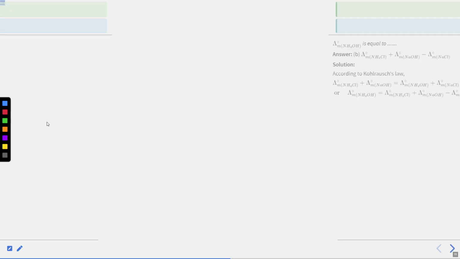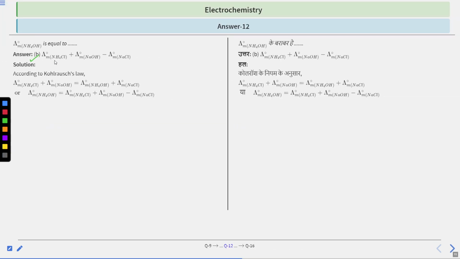Okay, let's see the answer. So the correct answer is option B, that is lambda naught M for NH4Cl plus lambda naught M for NaOH minus lambda naught M for NaCl is equal to lambda naught M for NH4OH. Let's see how. According to Kohlrausch's law, the molar conductivity of any molecule should be equal to the sum of their ionic molar conductivities, right? We can write it in equation in that form.